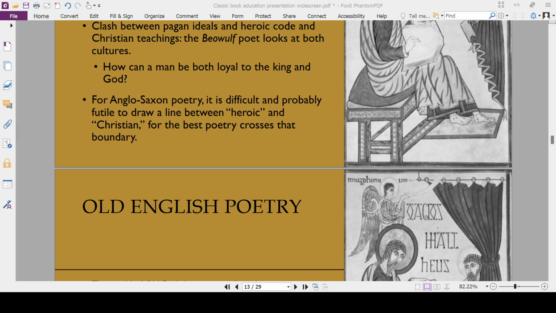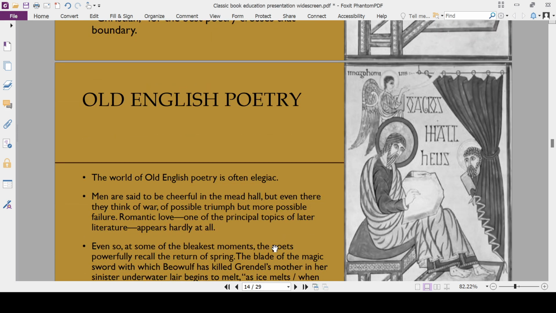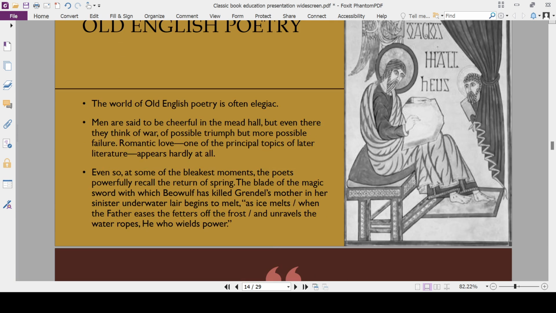So it's important for us to keep that in mind, that this kind of poetry tries to keep the balance. Now, another important quality of Old English poetry is that it's often elegiac. So, again, if you don't know what an elegy is, it's usually a very sad and somber and very serious kind of poem, usually written by someone who is contemplating serious issues in life, like, for example, death.